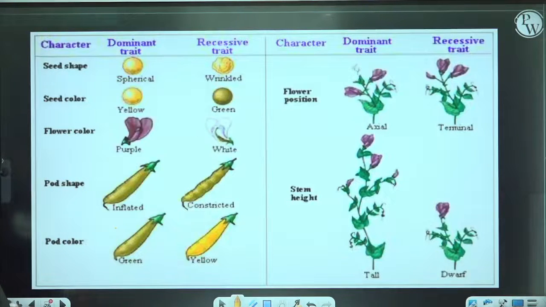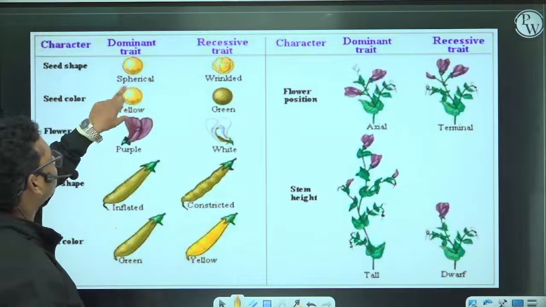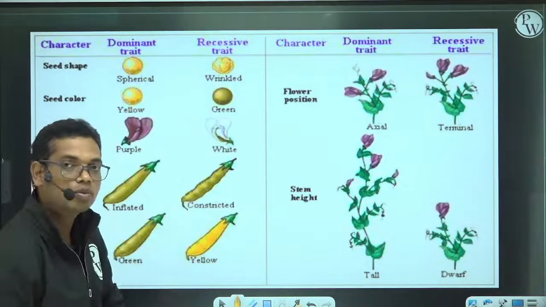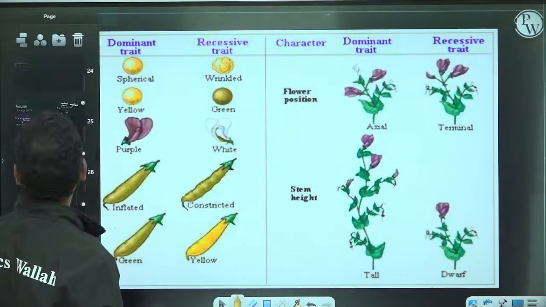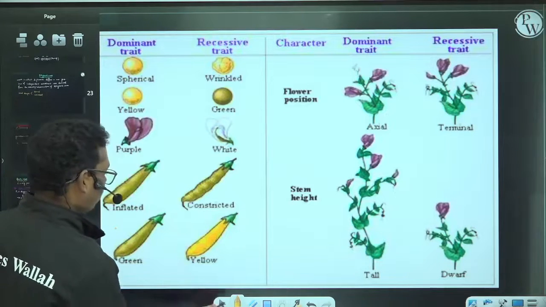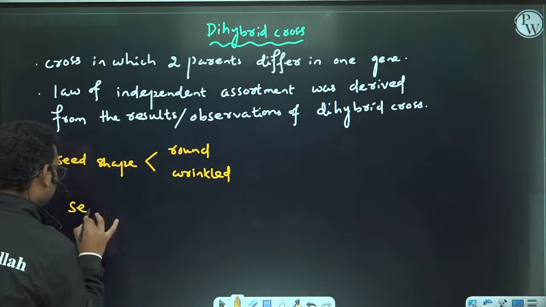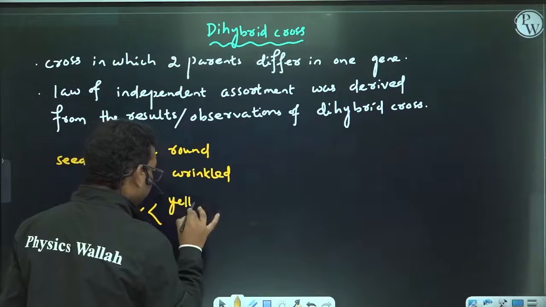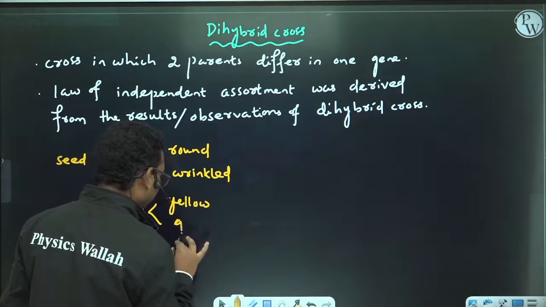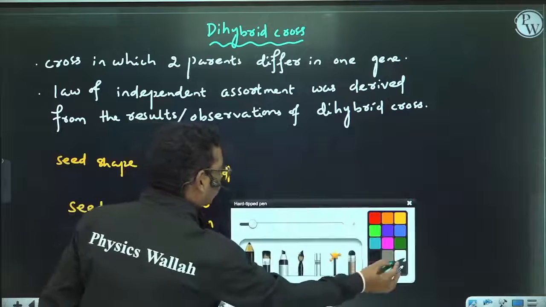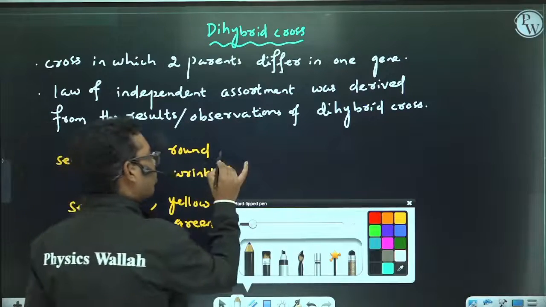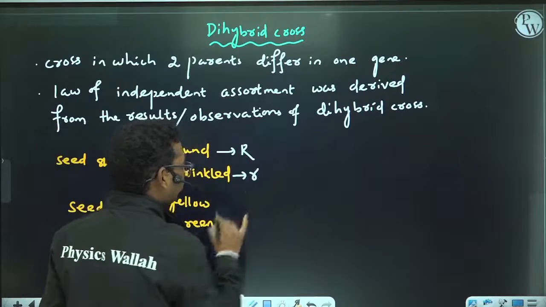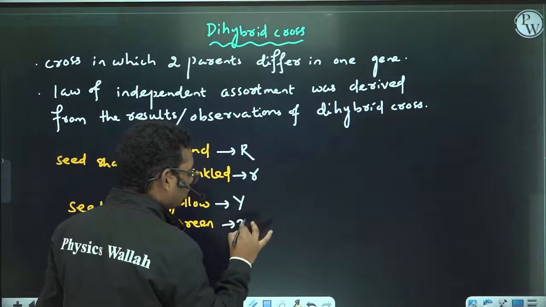Now you can see seed color. This is yellow and this one is green. For yellow I will write capital Y, for green I will write small y. That is what I am going to use here. The seed color can be yellow or green. The round seed is dominant, due to the dominant allele capital R, and wrinkled is due to the recessive allele small r. Yellow is due to the dominant allele Y, and green is due to the recessive allele y.